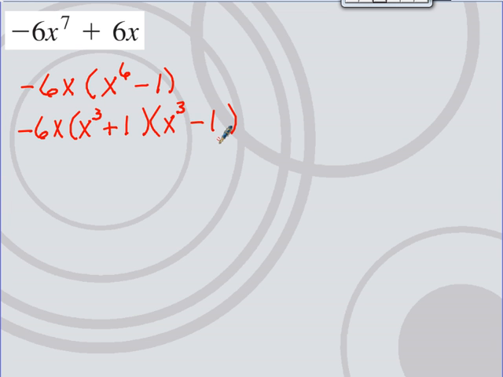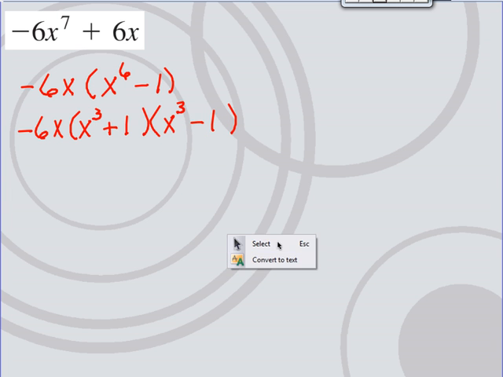And like I said, I'd star this one because, look, you're nearly going to use every type of factoring on this problem. Step number 1, we factored out a common factor. Step number 2, we did difference of squares. Step number 3, this one's an obvious difference of cubes. X to the third plus 1, x to the third minus 1. Well, it's an obvious sum of cubes and difference of cubes.